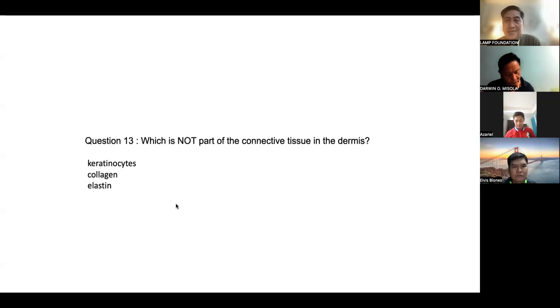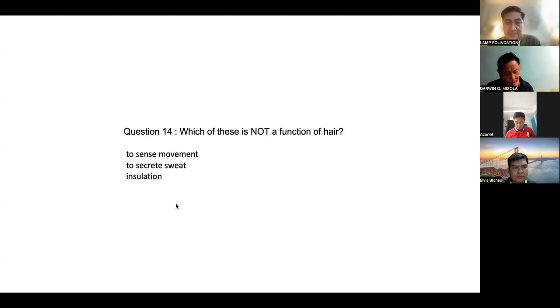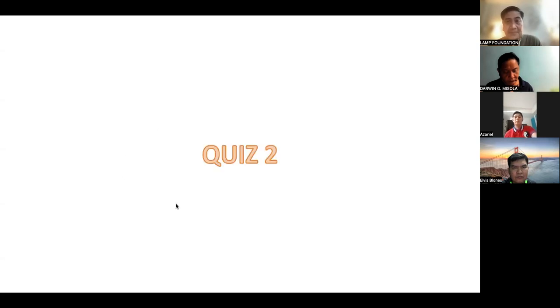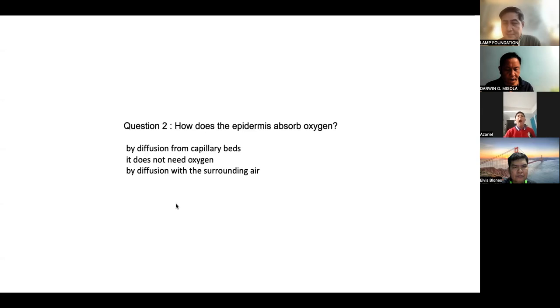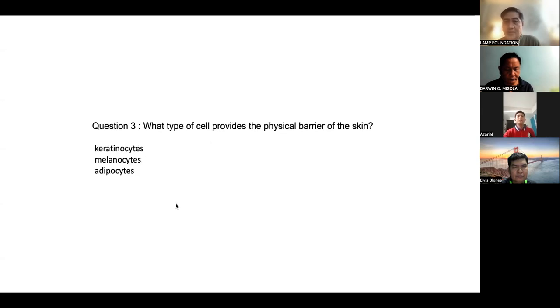Where on the body does hair not grow? Palms of the hands. Which is not part of the connective tissue in the dermis? Keratinocytes. Which of these is not a function of hair? To secrete sweat. What can trigger vitamin D synthesis? Exposure to sunlight. Which type of layer separates the epidermis from the dermis? Basement membrane. How does the epidermis absorb oxygen? By diffusion with the surrounding air.